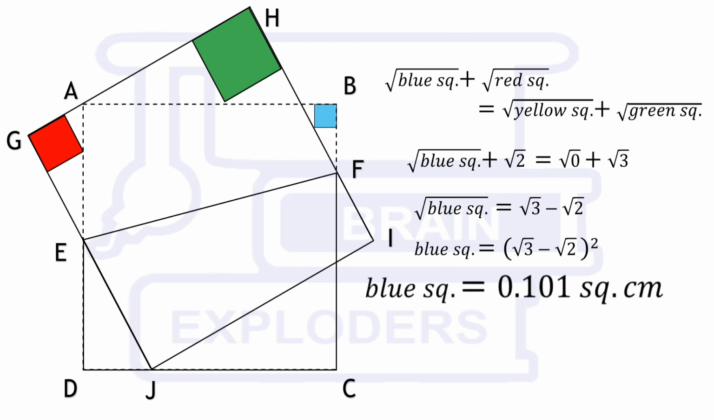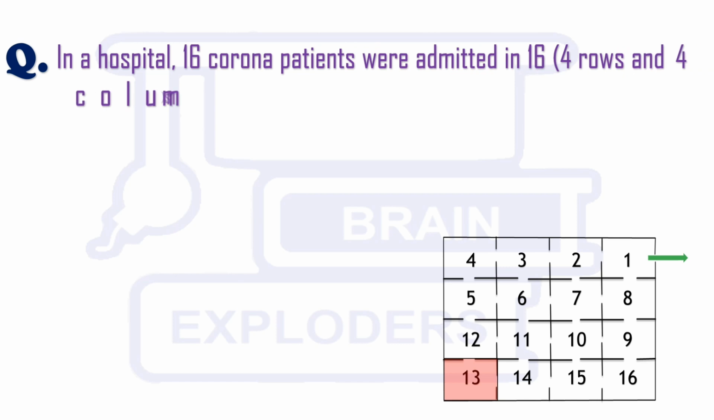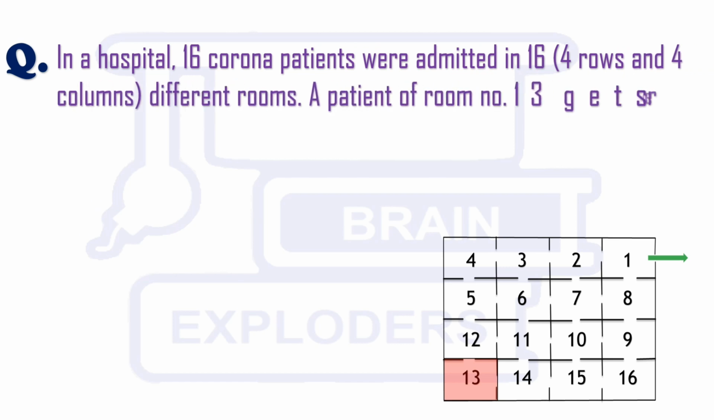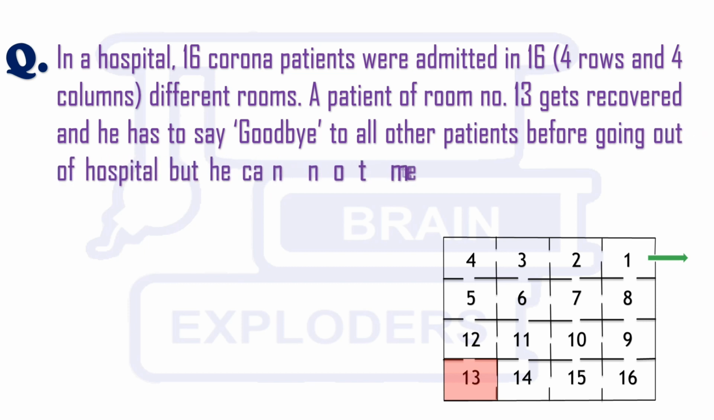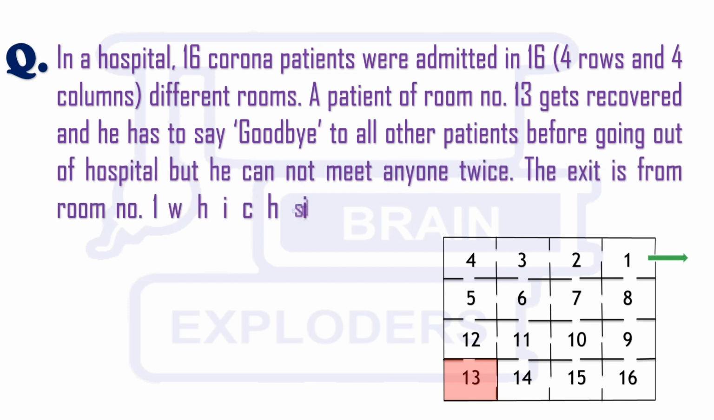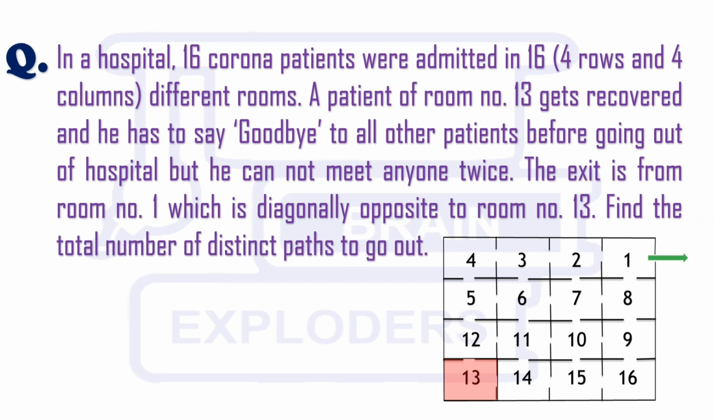Let's move to our another question. In a hospital, 16 corona patients were admitted in 16 different rooms. A patient of room number 13 gets recovered and he has to say goodbye to all other patients before going out of the hospital, but he cannot meet anyone twice. The exit is from room number 1, which is diagonally opposite to room number 13. Then find the total number of distinct paths which he can follow to get out of the hospital.